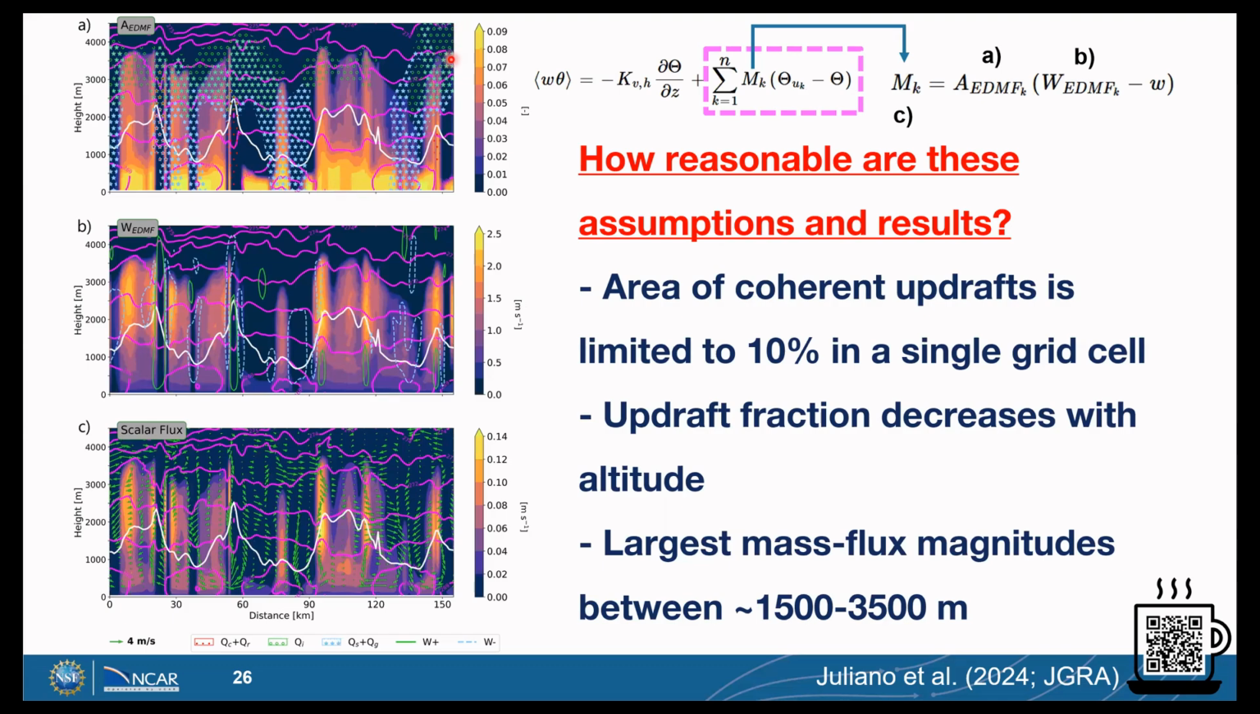So this particular scheme has a threshold. You can't go more than 10% of the grid cell fraction. So the area coherent updraft is limited to 10%. The fraction decreases with altitude, so it's largest near the surface. And then for the mass flux, we actually get the largest magnitudes kind of toward the middle to the upper part of the cloud layer. So we want to understand how reasonable these assumptions and results are from this scheme.